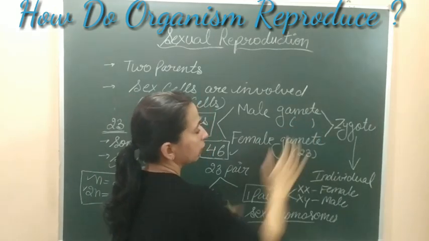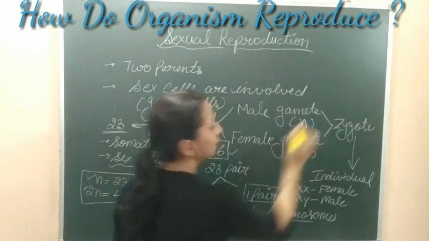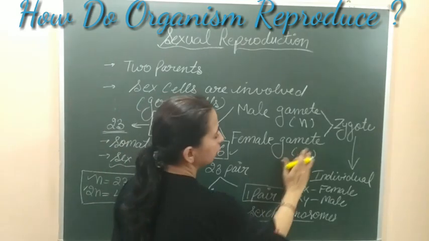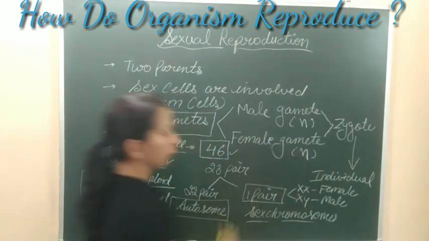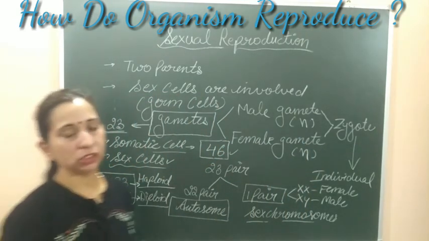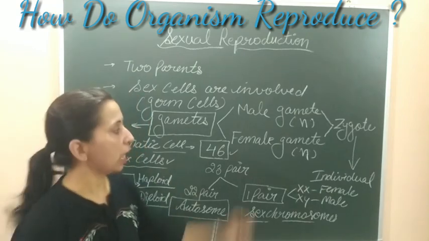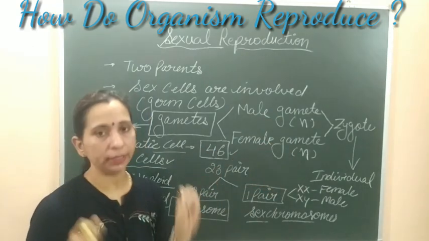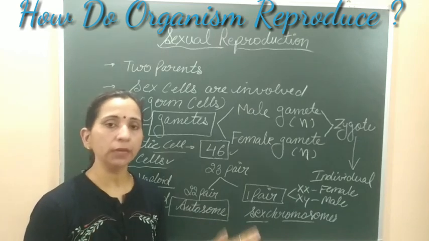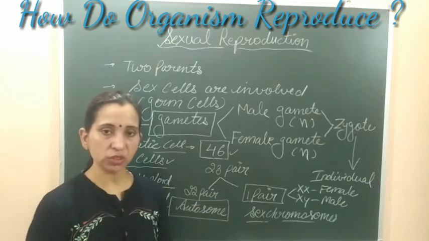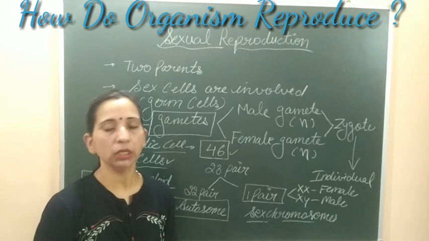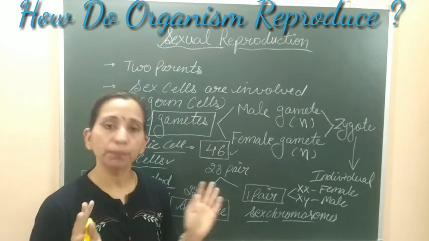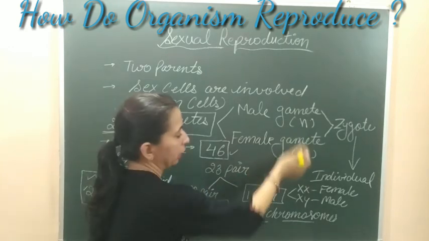अब हमें पता चल गया कि यहाँ पे हम 23 लिखने की बजाय we can write n. Okay, so same in the female also we can write n. So we can say that these gametes, male gamete and female gametes, they are n or they are haploid in nature because they do not contain paired 46 chromosomes. नहीं है, 23 pair chromosomes नहीं है, they have just 23 chromosomes. So they are haploid in nature.